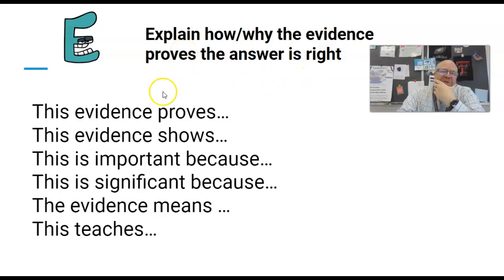Explaining the evidence. Here are some sentence starters you can use. This evidence proves. The evidence shows. This is important or significant because. This is what the evidence means. This teaches. Now, there will be a chart hanging up in the classroom, which I shall show you after this video, that has some of these and others on it. But you may want to take note of a couple of sentence starters, maybe jot down two or three, and make those the ones you're going to use to start. We can always add more.